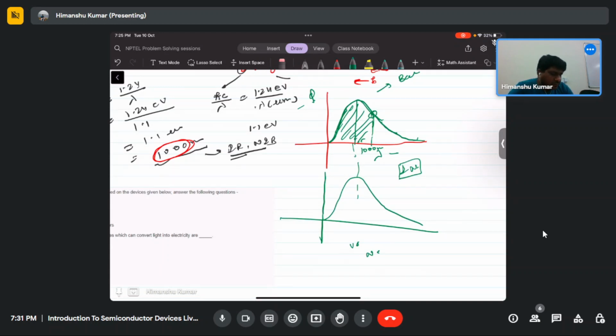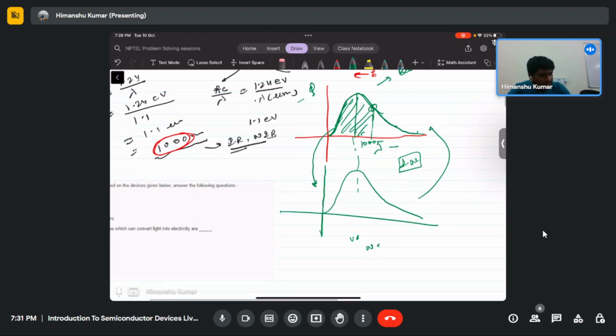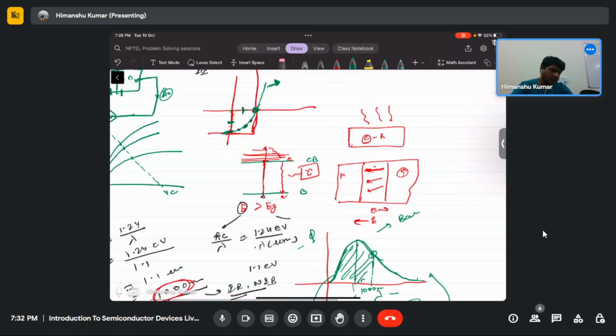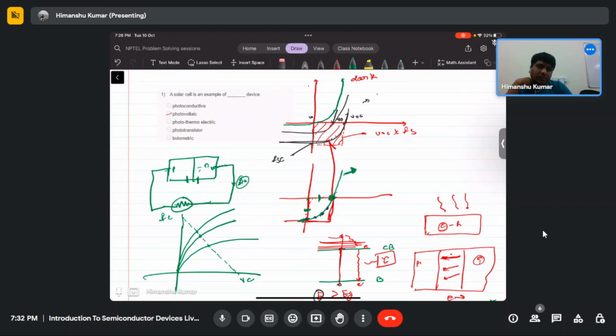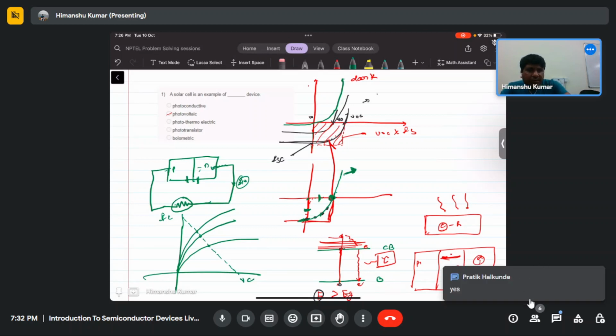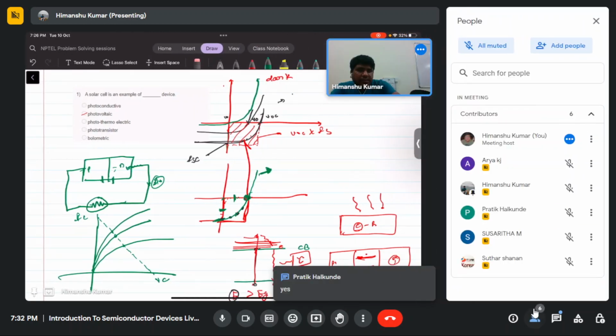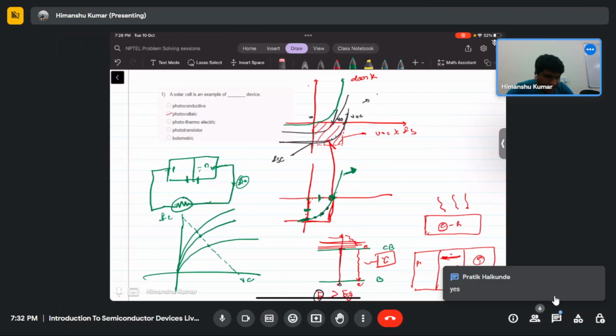So a bad solar cell can be a good photodetector, but the vice versa is not true. Suppose you are capturing a very small wavelength range in a photodetector, but in a solar cell you want to capture as large a spectrum as possible. Okay, so is this clear? Yes, sir, clear. Okay, so let's move to the next. Let's solve problems.